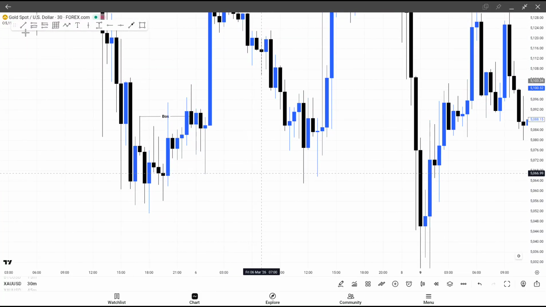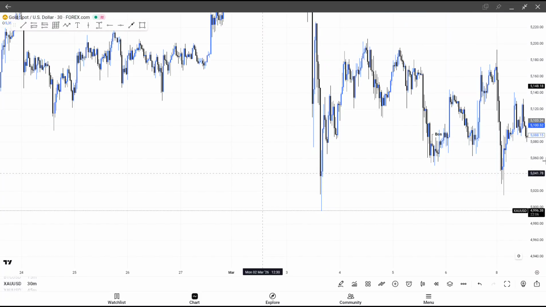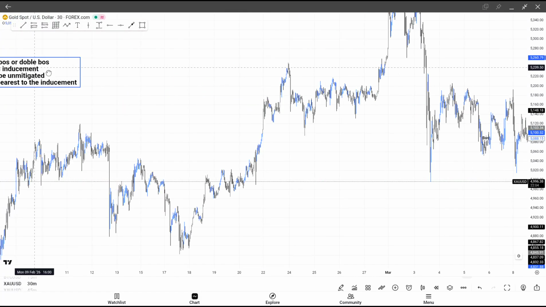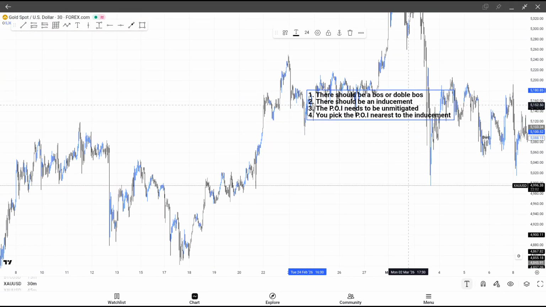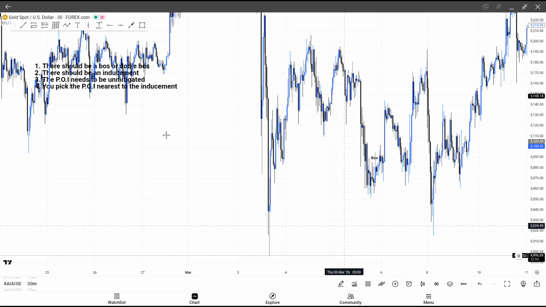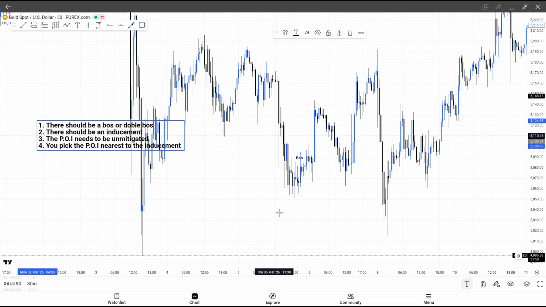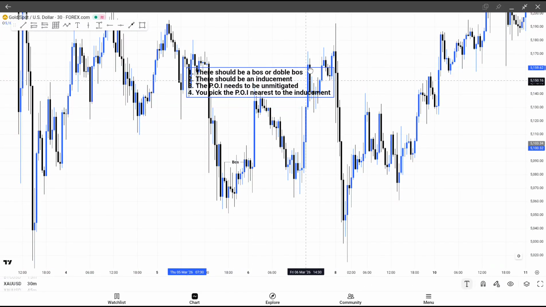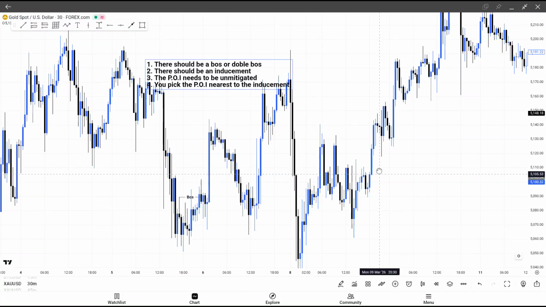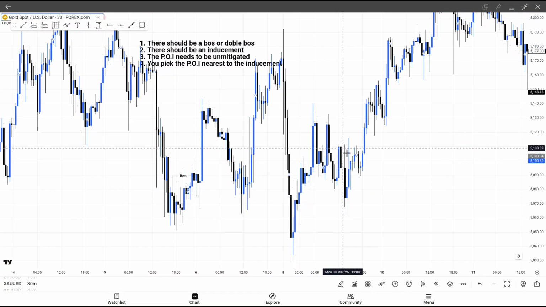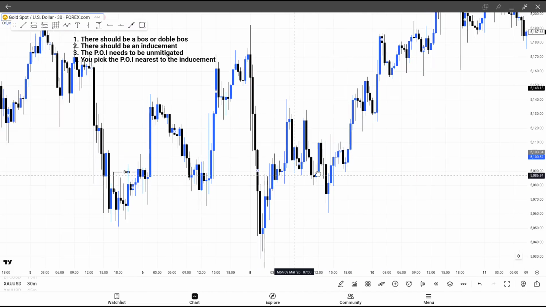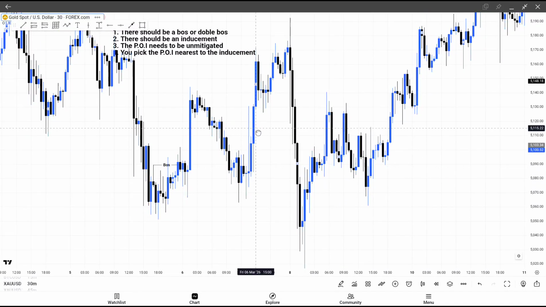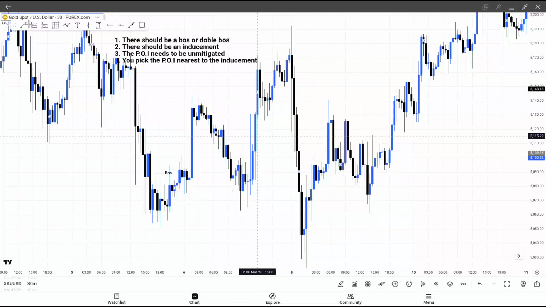The second rule says, let me bring the rules. Rules. Now come on for here. Nigerians used to say "come on for here," something like that. So we have the first rule: there should be a break of a structure or double break of a structure. We have a break of a structure. The second rule says there should be an inducement.